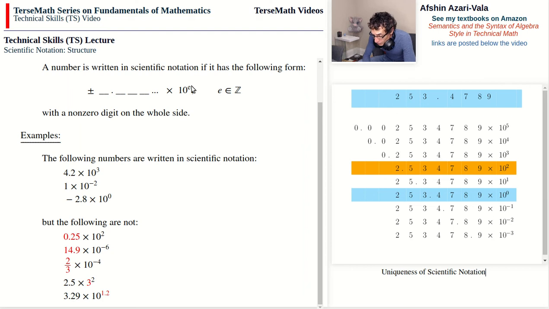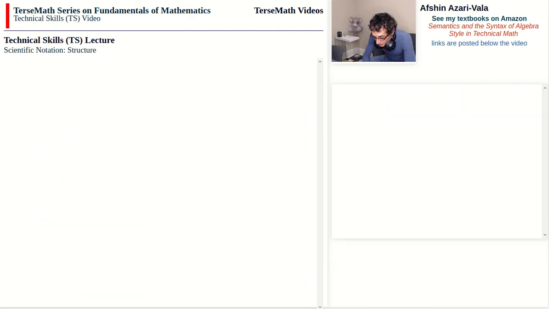Okay, so exponents in math can be anything, but in this case, we don't want all the possible exponents. We just want the integer ones, so that we can talk about how many places the decimal point has to move over. All right, so that explains why we have the format that we have for scientific notation.